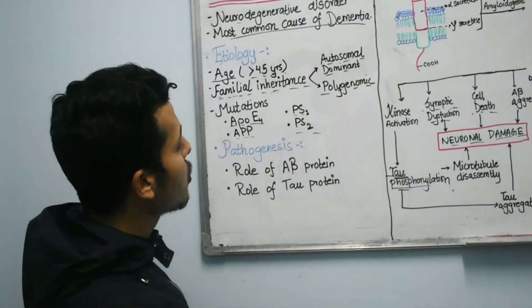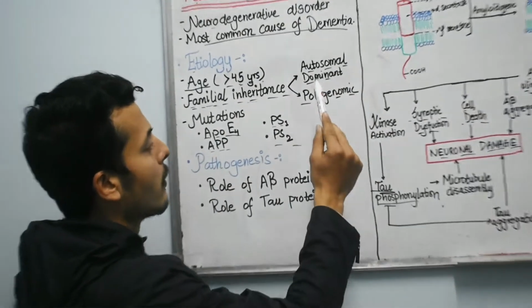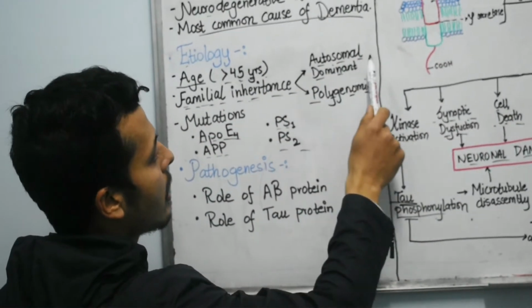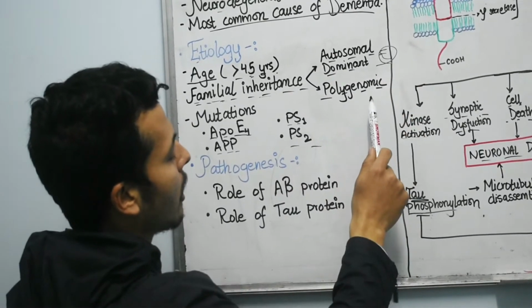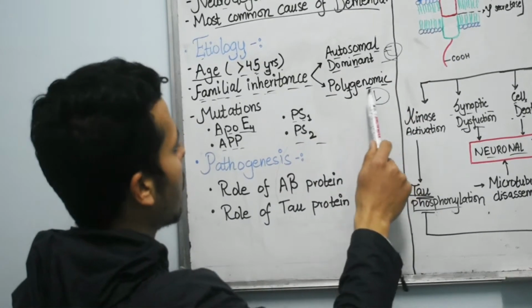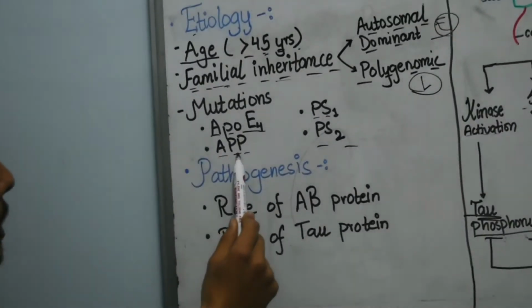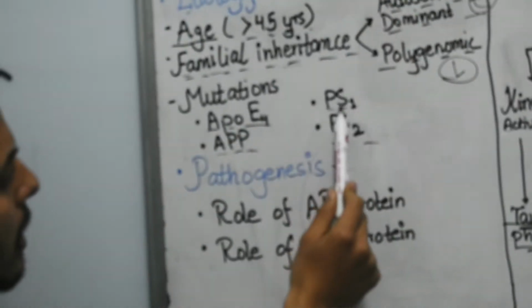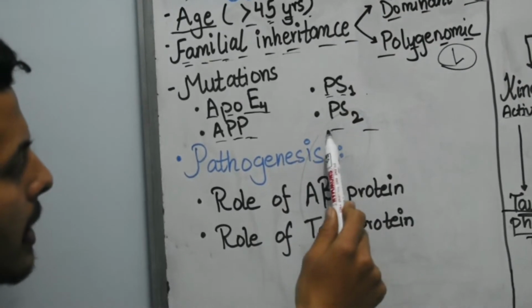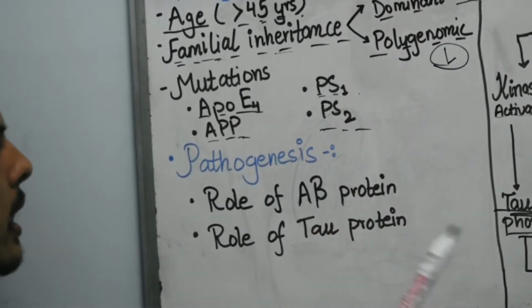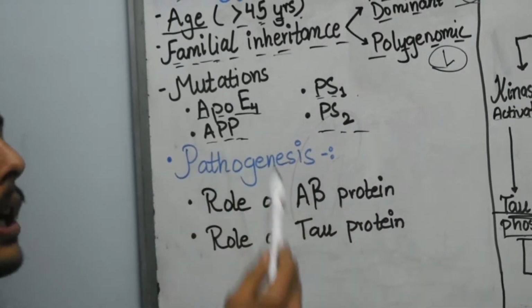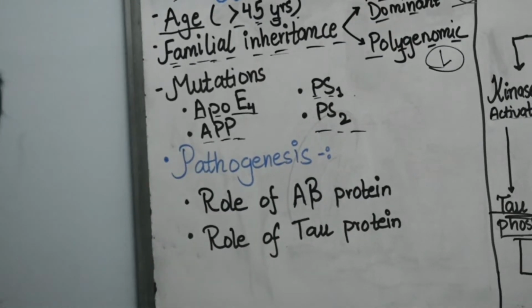And it has two patterns of familial inheritance. The first one being the early onset autosomal dominant type and the late onset polygenic type. Similarly, mutations in genes like the amyloid precursor protein gene, presenilin 1 that is PS1, and presenilin 2 that is PS2 gene, and mutation in ApoE4 can also lead to Alzheimer's disease.